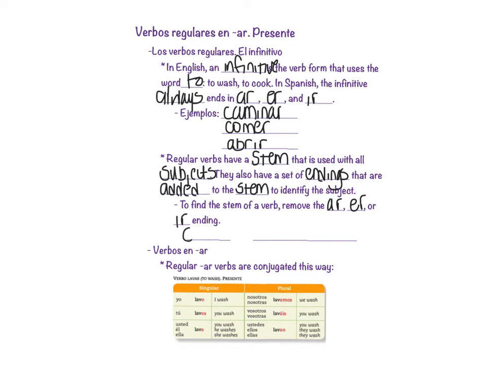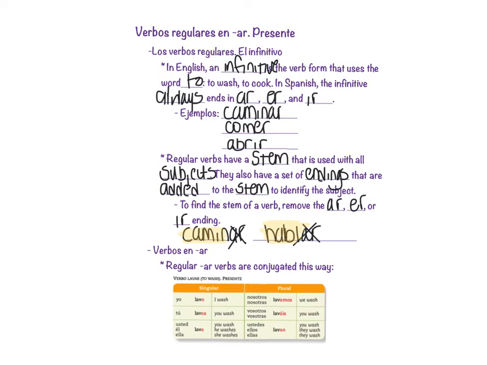So for example, if we look at caminar, okay, I would take off the AR, and what's left is the stem, CAMIN. All right, if I were to write a different one, like hablar, okay, take off the AR, what's left, again, is the stem. So that would be the first thing that I'm going to tell you to do, especially right off the bat. I'm going to tell you to take off the AR, literally put an X on it, so that way you don't think about it, and then whatever's left is the stem.